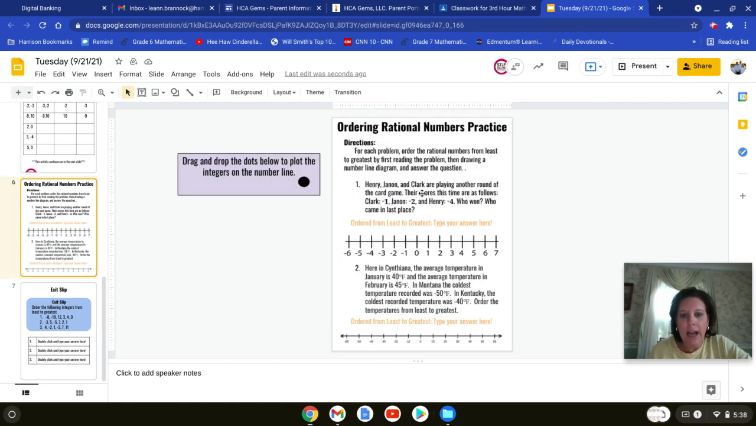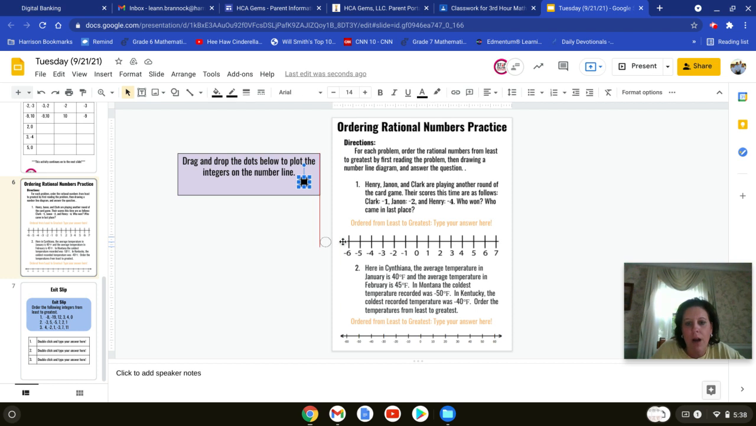And then we have another practice problem up here, ordering rational numbers practice. For each problem, order the rational numbers from least to greatest by reading the problem, then drawing a number line, and then answer the question. So the number line's already been drawn for you. All you have to do is drag and drop.